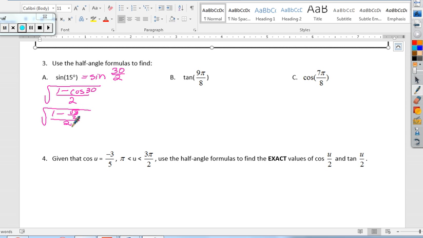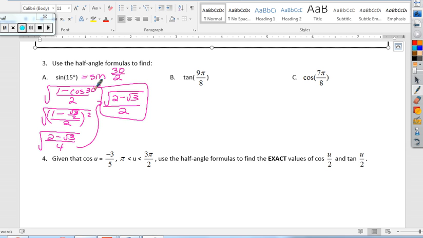Again, we want to wipe out those denominators, so multiply all 3 terms inside of here by 2. 2 times 1 is 2. The 2's cancel here and here, leaving me with minus square root 3. 2 times 2 is 4. 4 is a perfect square, and our final answer will then become 2 minus the square root of 3 all over 2.